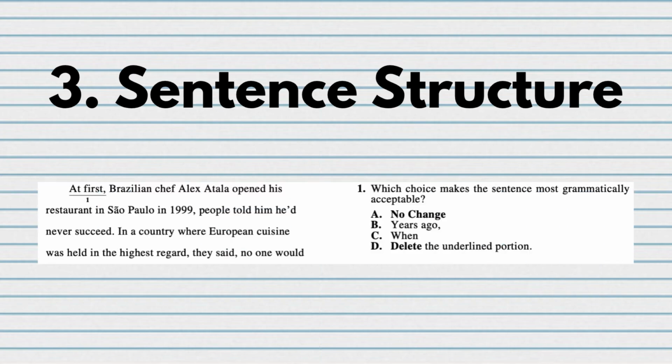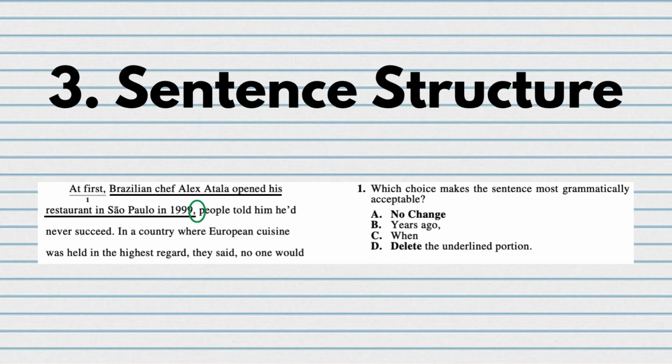In this example, we see an introductory phrase. I didn't talk about these, but using one does not make the next clause dependent. In this case, Brazilian chef Alex Atla opened his restaurant in Sao Paulo in 1999 is independent. The clause after the comma is also independent, with its own complete thought. However, the comma has no fanboys after, meaning that they aren't two independents.